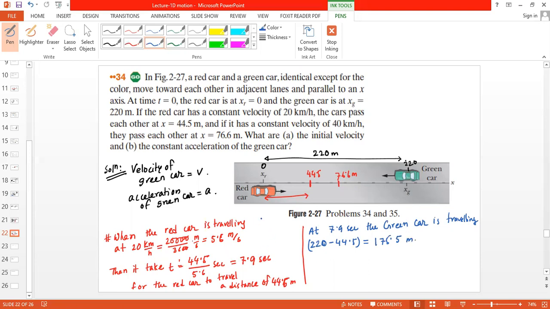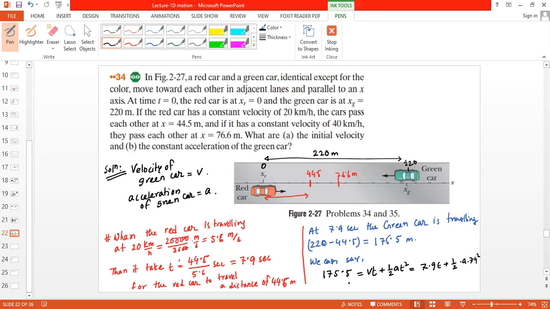So that means in 7.9 seconds, the red car is traveling 44.5 meters. And at the same time, because they start at the same time, the green car is traveling 220 minus 44.5 meters. So we can say the distance 175.5 is equal to ut plus 1/2 at square, that is basically equal to 7.9u plus 1/2 into a into 7.9 square.